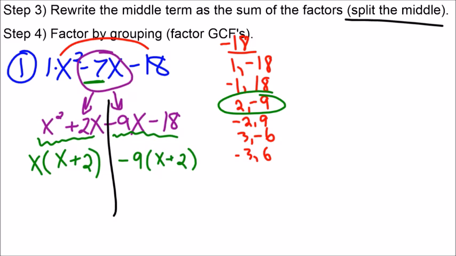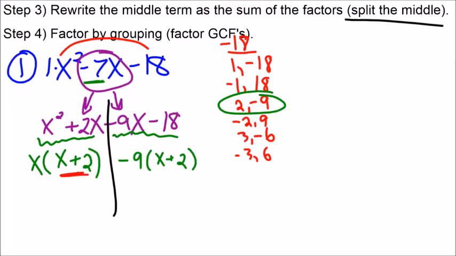Now it's important to point out that I didn't have to factor out a negative 9. I could have factored out a positive 9. That would have changed the signs of what's in the parentheses there. But I wanted to factor out a negative 9 because now if you look, they both have an x plus 2. And that's critical. That's very important. You need the same factor on both sides.